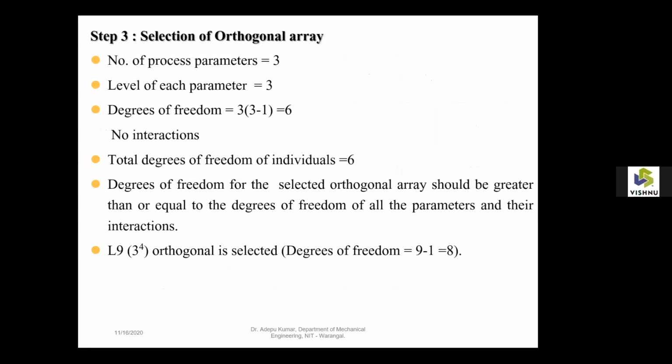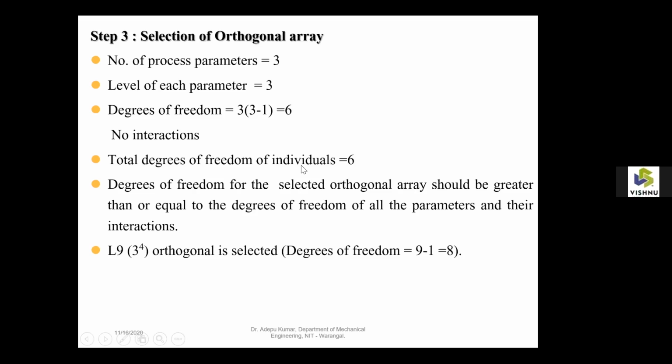So here the number of process parameters is 3: discharge current, pulse on time, pulse off time, and the number of levels of each parameter is also 3, because I have considered 3 levels: 10, 15, 20 for discharge current. The degrees of freedom is 3 into (3 minus 1), that is 6. In L9 we don't have any interaction. I don't want interaction because in preliminary experimentation I did not find any interaction between parameters, so I have chosen L9. Otherwise, if interaction is there, you can switch over to L27.